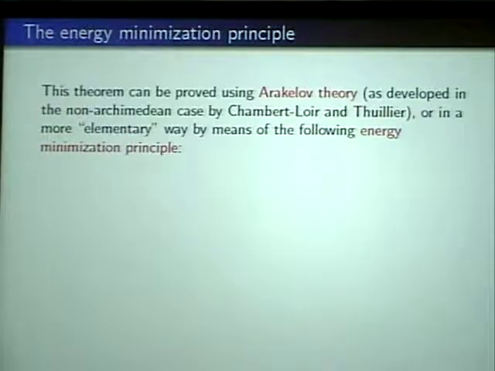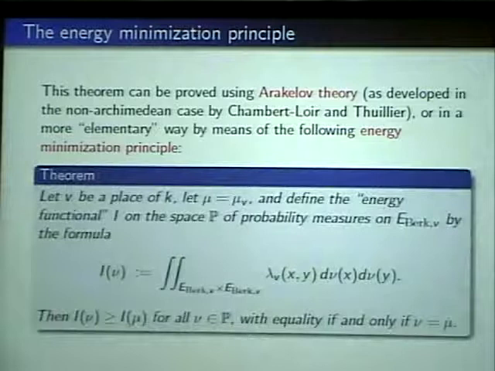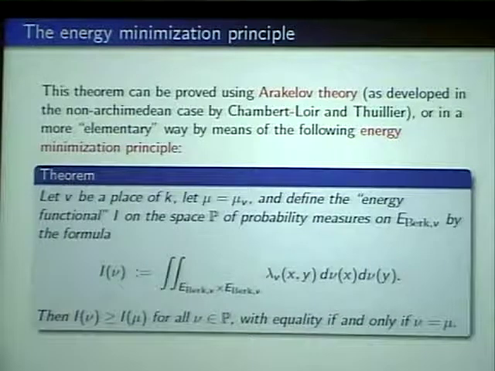And so you can prove this using Arakelov theory as developed by Chambert-Loire, or in a more elementary way, using the following principle. This is the very last thing on the last slide. So here's something that uses the theory of harmonic and subharmonic functions. This measure, mu v, has a certain minimization property. If I define this functional on the space of probability measures on my Berkovich space, I just integrate the local height function d nu of x, d nu of y. Then this measure mu is the measure of minimum energy. That's the property that it has.